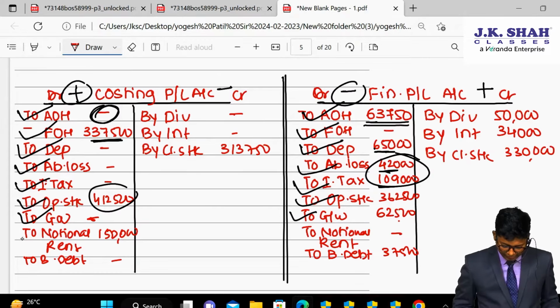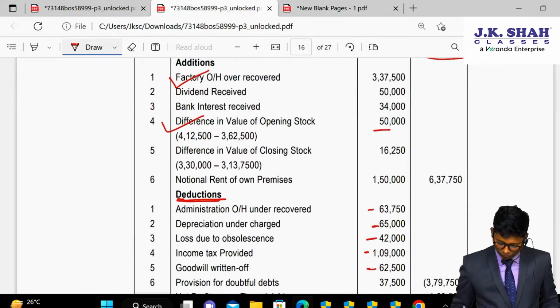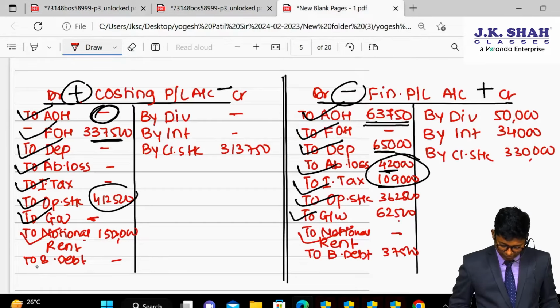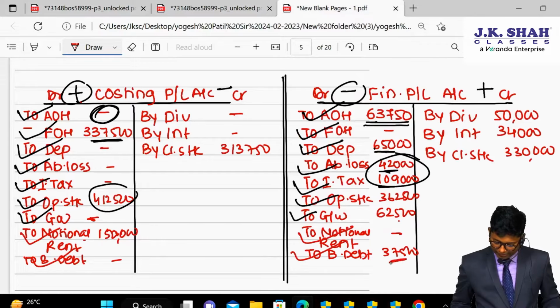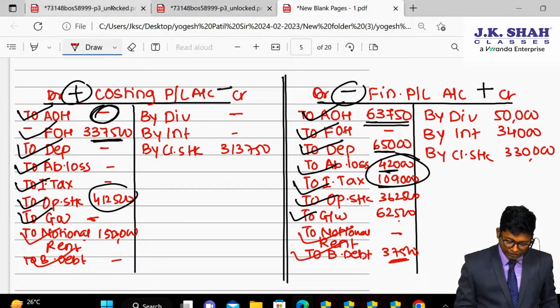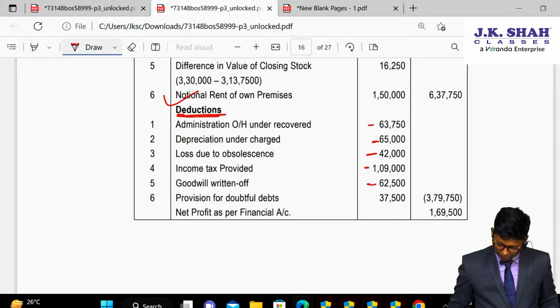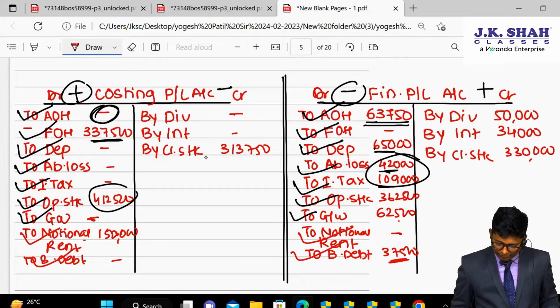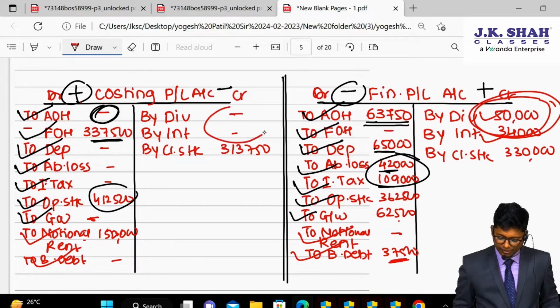After that, next is notional rent is there in costing, it is not there in finance, so notional rent is to be added. You can check notional rent is there in addition. Next item, on the debit side, bad debts are there in finance, so provision for bad debt you should deduct. You can check provision for bad debts is deducted. Let's go to the credit side. On the credit side, dividend and interest are recorded in finance, but they are not there in costing, so sign above them is plus.